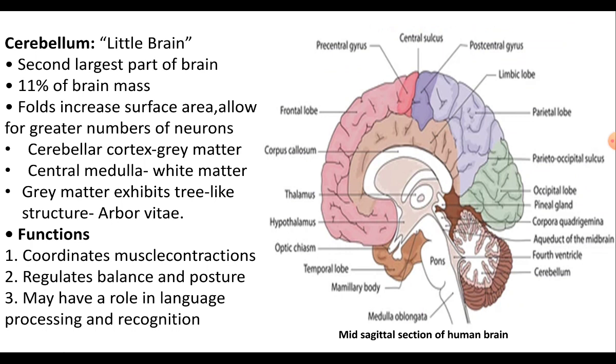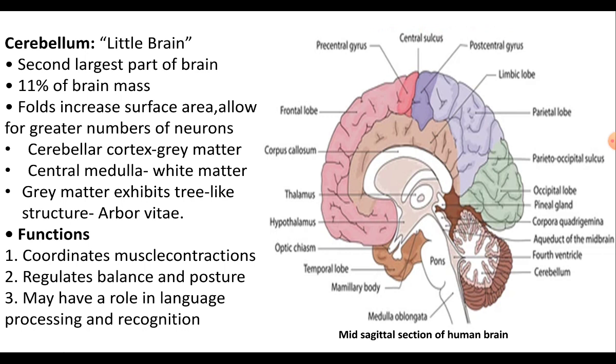Coming to the third part of the brain, that is the hindbrain, which consists of the cerebellum and the brainstem. Cerebellum is also known as the little brain. It is the second largest part of the brain, and it constitutes about 11% of the brain mass. Cerebellum also shows surface foldings, and these surface foldings also show a greater number of neurons.